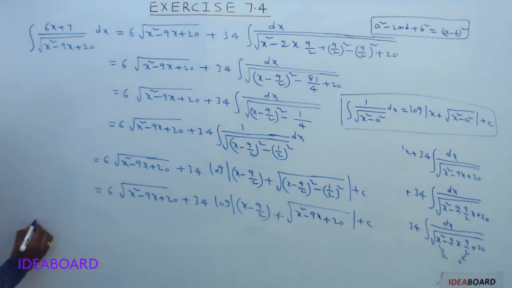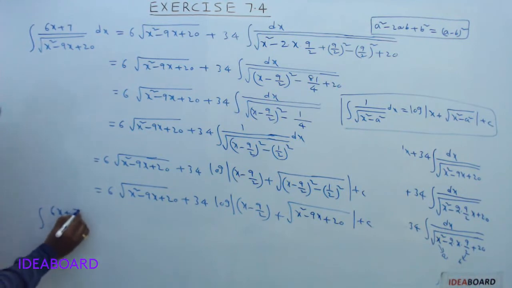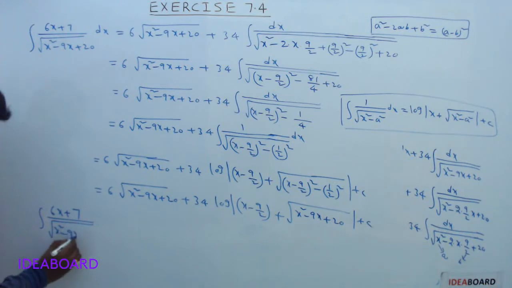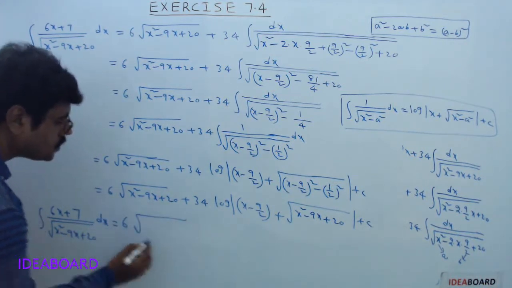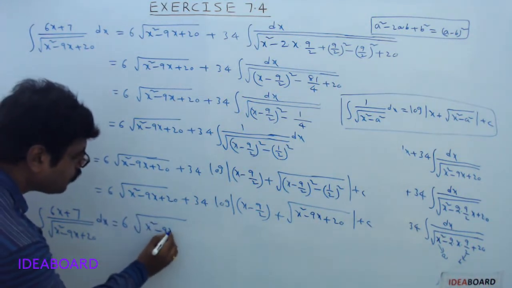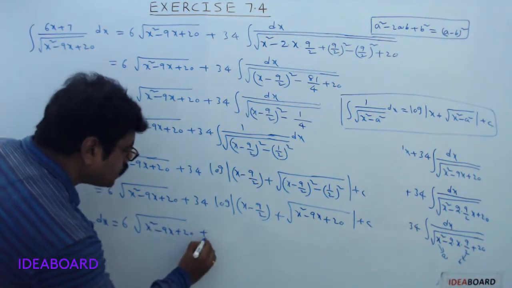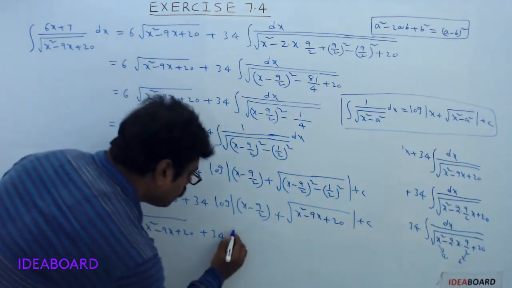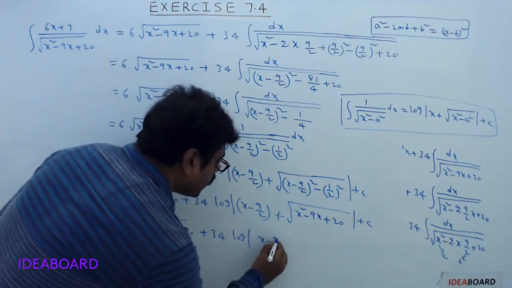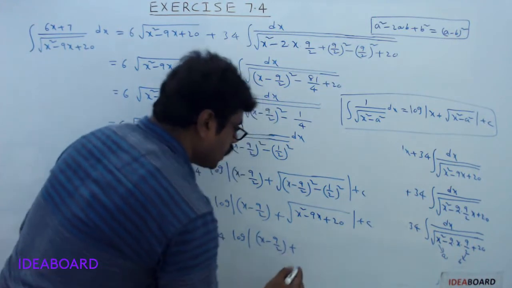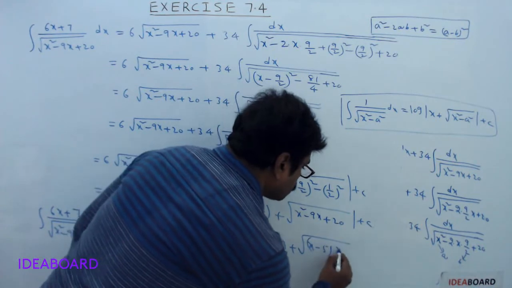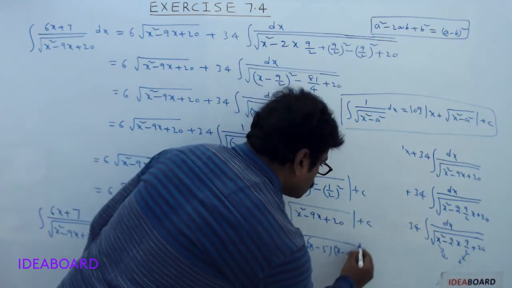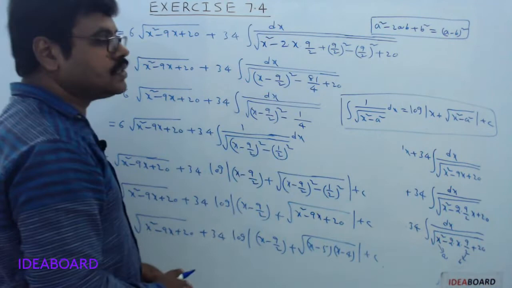So therefore integral 6x plus 7 divided by square root of x square minus 9x plus 20 dx equals 6 into square root of x square minus 9x plus 20 plus 34 into log mod x minus 9 by 2 plus square root of, this can also be taken as x minus 5 into x minus 4, also plus a constant c.